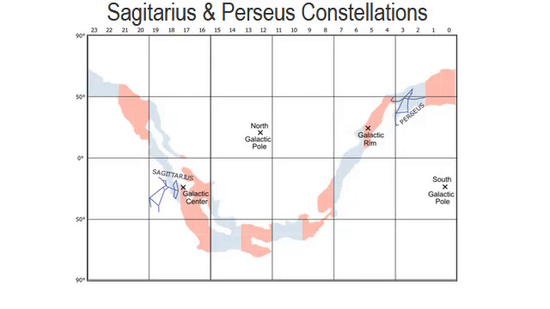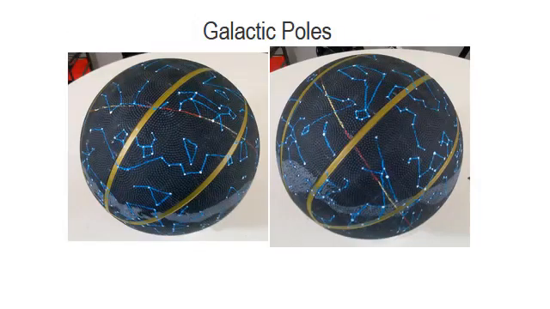There is also a cross mark for the North Galactic Pole near the center of the map, and one that indicates the South Galactic Pole 180 degrees away on the right side. One of the concepts that a star globe helps you visualize is the relationship of the Milky Way to the galactic poles. The North Galactic Pole is positioned at the top of the ball on the left, and the South Galactic Pole is at the top of the ball on the right. The Milky Way can be seen to run halfway between the poles.